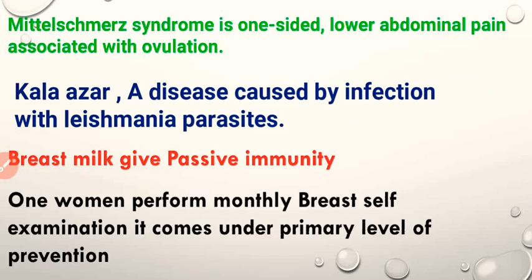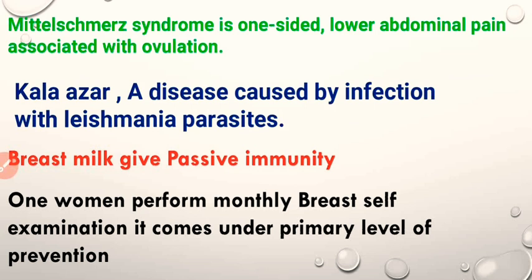Next, a woman performs a monthly breast self-examination. It comes under the primary level of prevention. This is also an important topic, the levels of prevention, which are asked in various nursing exams, and I also made a separate video on the levels of prevention. You should also visit it; I gave the link in the description. The levels of prevention mainly include four: primordial, primary, secondary and tertiary.